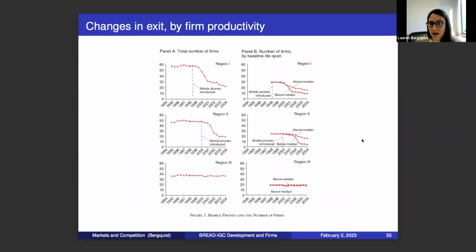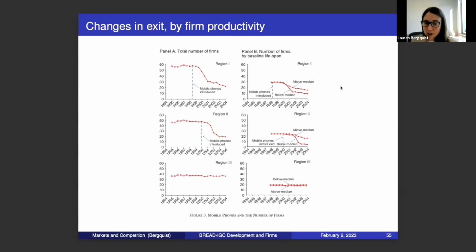Now, what happens to firm selection? So here we're looking at the total number of firms. A reduction in the number of firms implies firm exit. Okay. And you see, in region 1, there's a pretty steady number of firms up until mobile phones are introduced. And then you see a pretty rapid decline in the number of firms. So this is almost a 60% decline. Same thing for region 2, a steady number of firms up until cell phones are introduced, and then a lot of firms exit when cell phones come in, okay? And no change in region 3.